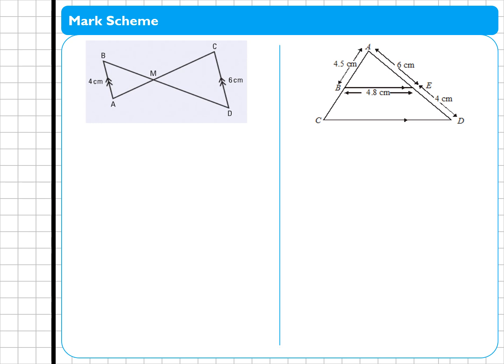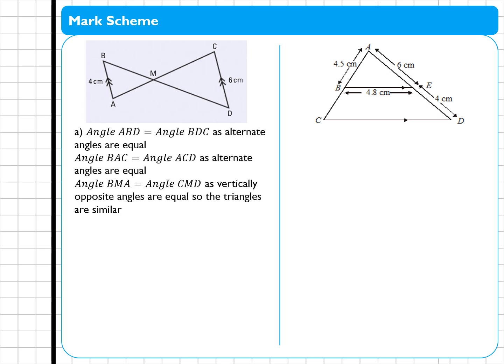So, going through the first one with the proof, it's important that you remember that angle ABD is equal to angle BDC as alternate angles are equal. Similarly, angle BAC is equal to angle ACD as alternate angles are equal, and angle BMA equals angle CMD as vertically opposite angles are equal. Therefore, the triangles are similar.